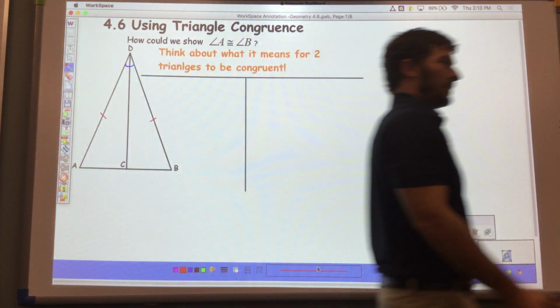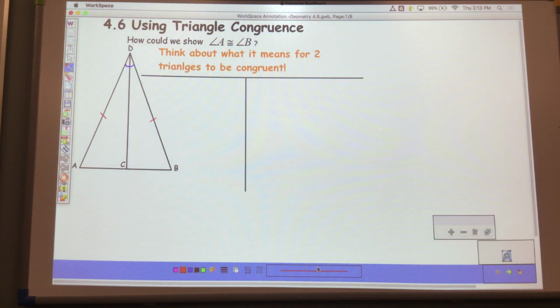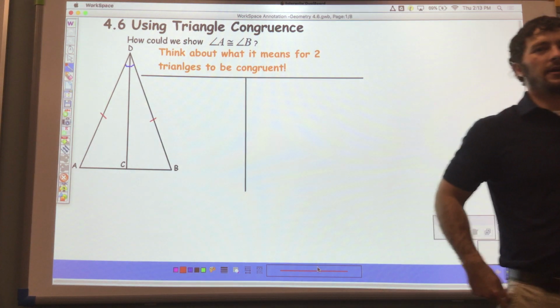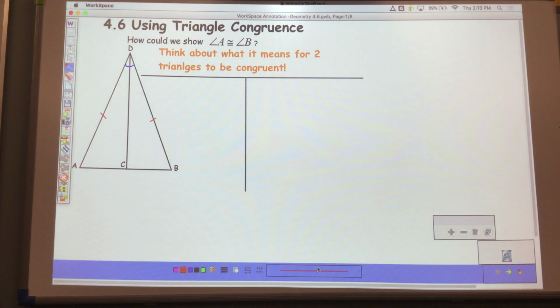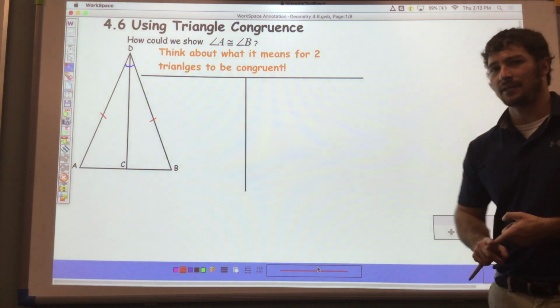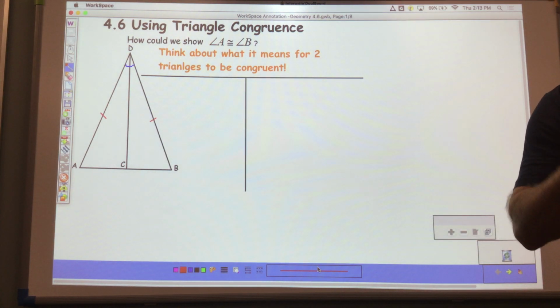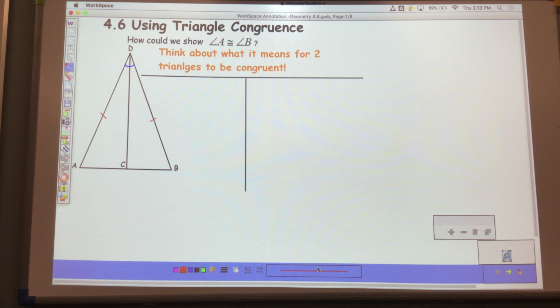All right, today's video is going to be very, very short. 4-6 is kind of a combination of everything we've been learning on chapter 4. So we'll be using all those different ways to show triangles are congruent. Your side, side, side, your side, angle, side, angle, side, angle, angle, angle, side, and hypotenuse, side. We'll be using all of those in this section.